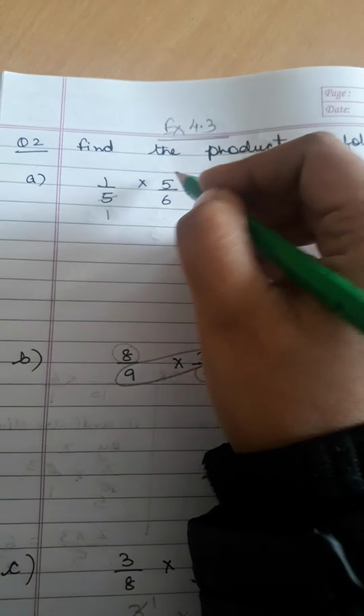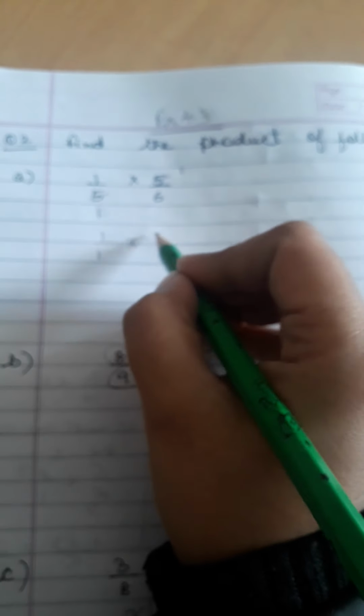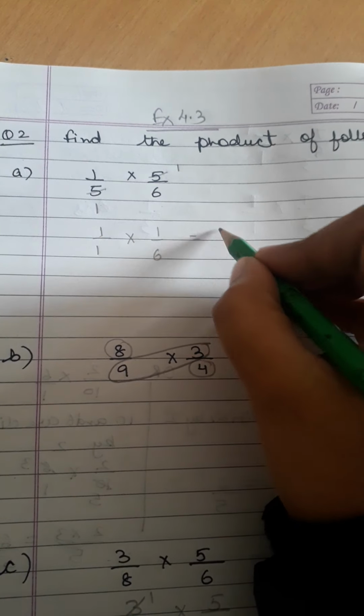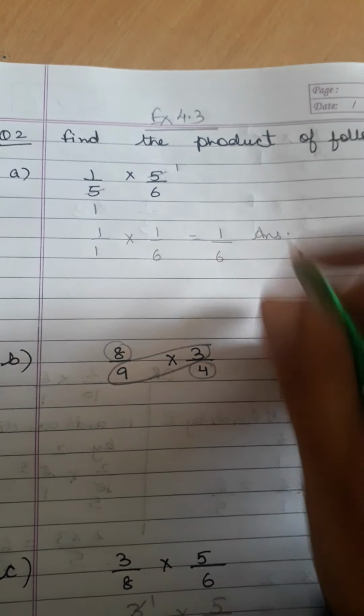So 5 ones are 5. Again 5 ones are 5. So what are we left with? 1 upon 1 multiplied by 1 upon 6. So 1 into 1 is 1 and 6 ones are 6. So 1 by 6 is the answer.